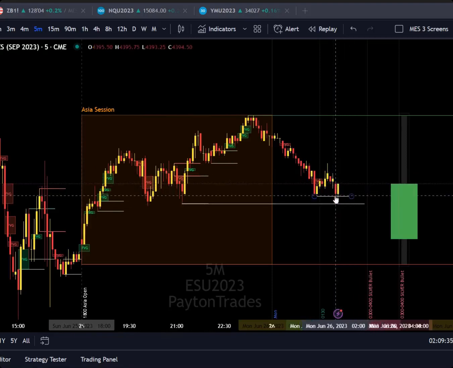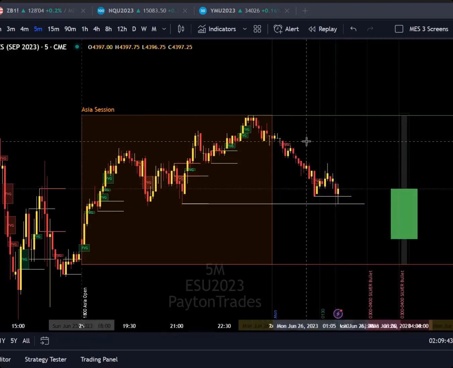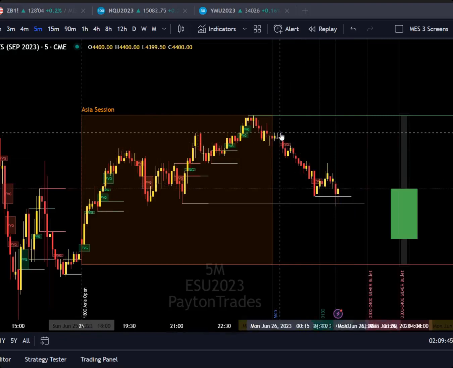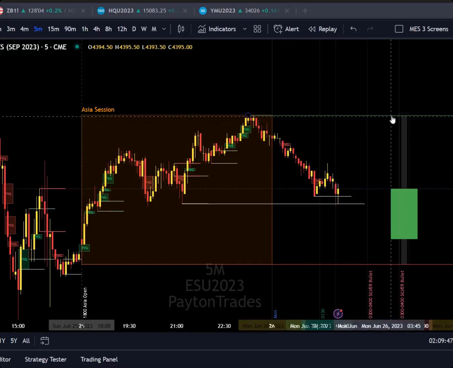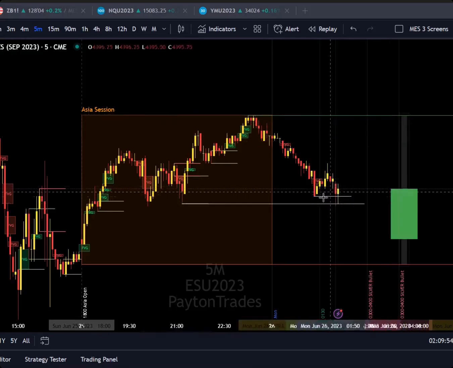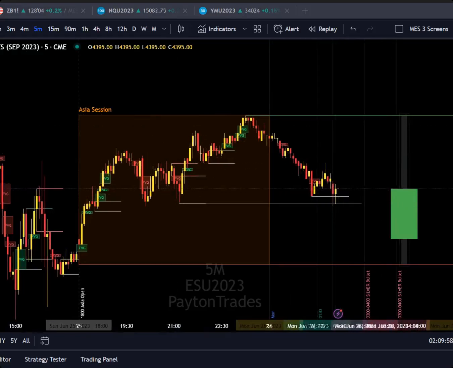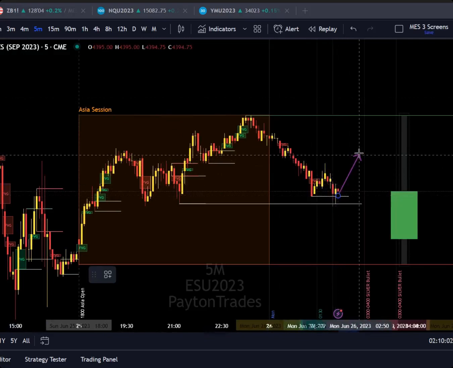So I suspect between 2 and 3, it'll come up and at least break this high or even the Asia high. But we'll sit and watch and see what price wants to do. Right now, it looks like price is on its way up. So it looks like price wants to go up.